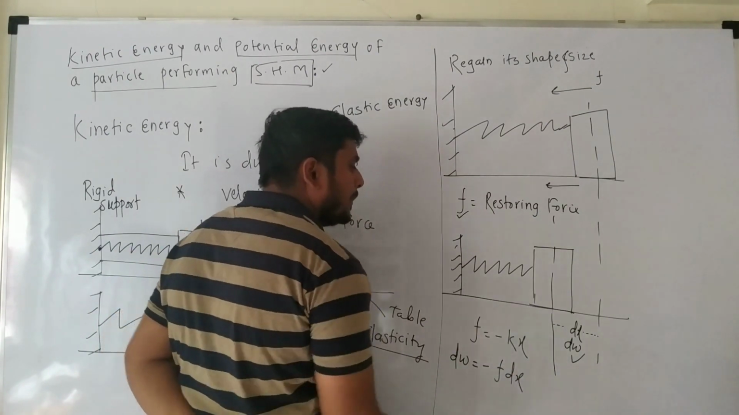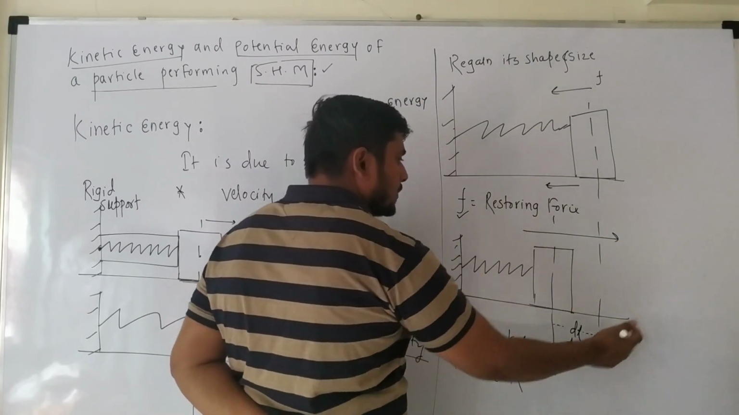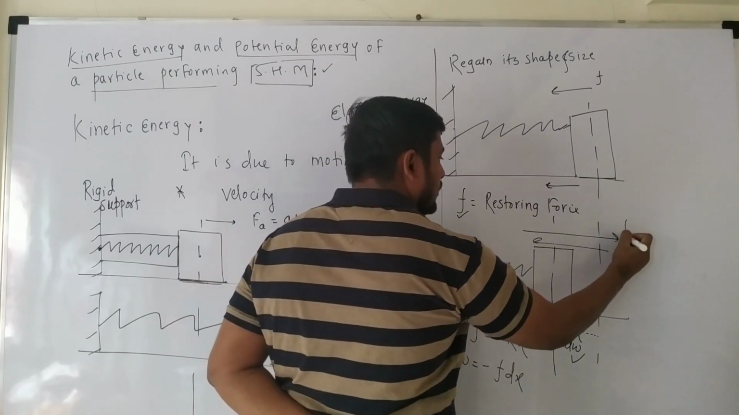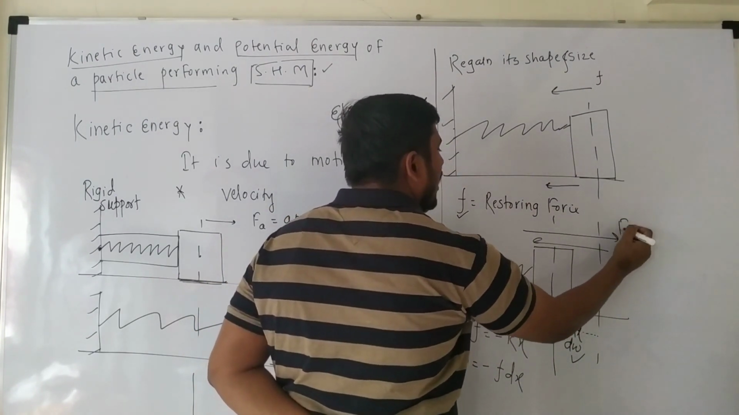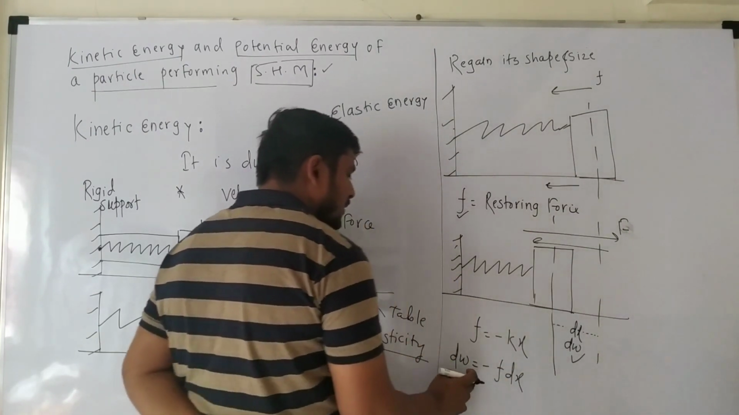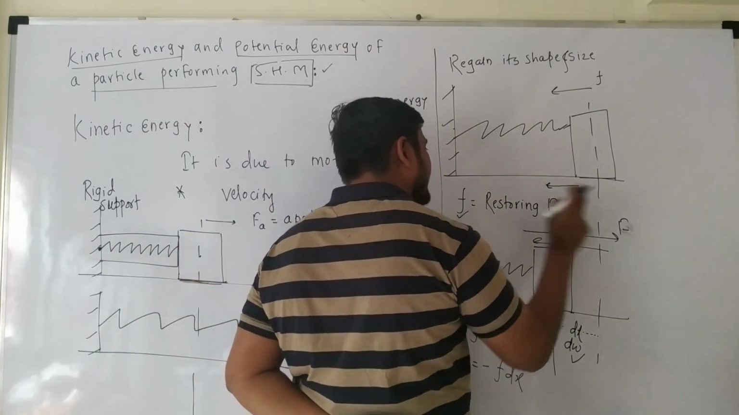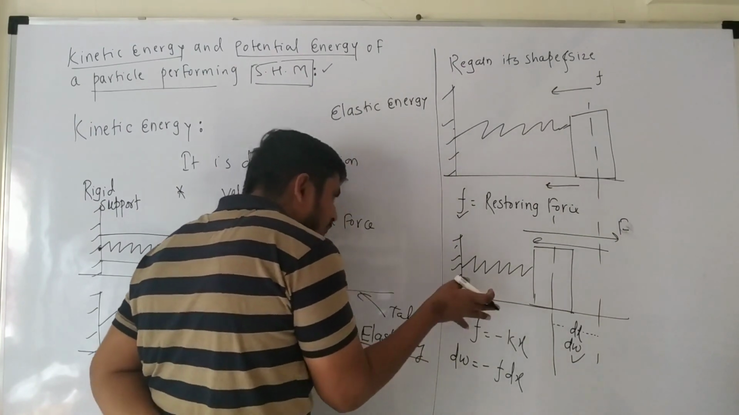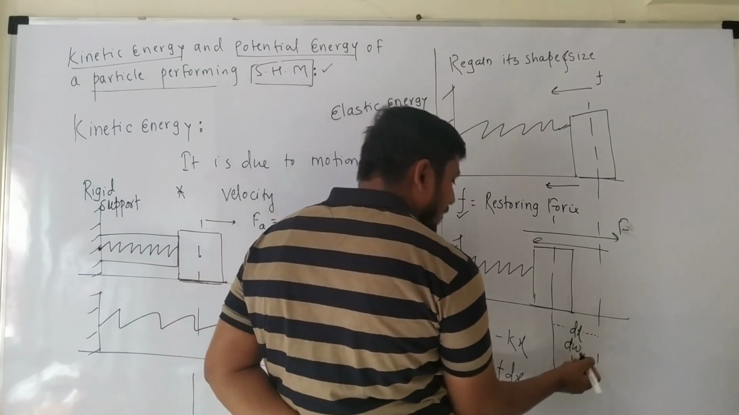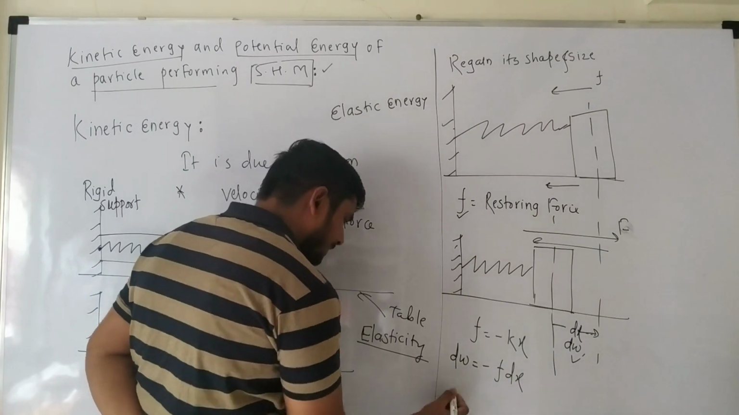Why did I take minus? Because the applied force will be in this direction and the displacement is in the opposite direction. So due to the applied force, how much work is done? That is dw. So dw is equal to force into dx. Why did I take a small f instead of capital? Because the restoring force moves that particular block in this direction, but the displacement I am going to consider is in this direction. So that's the reason why minus f dx.